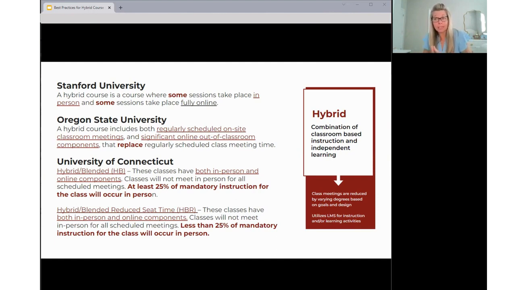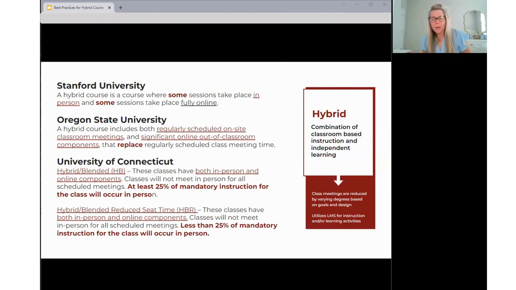And then they have a hybrid blended reduced seat time, which is HBR. And these classes have, again, both in-person and online. Classes will not meet in person for all scheduled meetings, and less than 25% of mandatory instruction for the class will occur in person. So even less time in class, the seat time. So as you can see, a lot of variation from university to university in how that's defined. But an institution does need to define what hybrid means specifically. So these are some great examples.